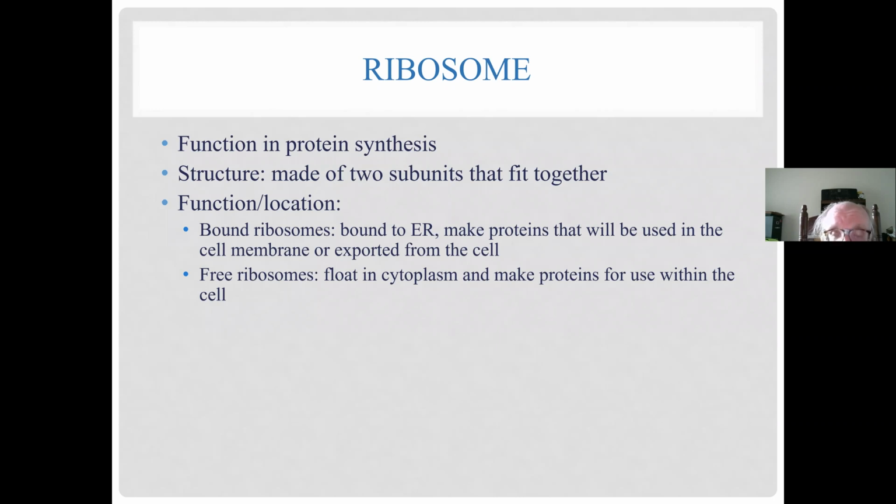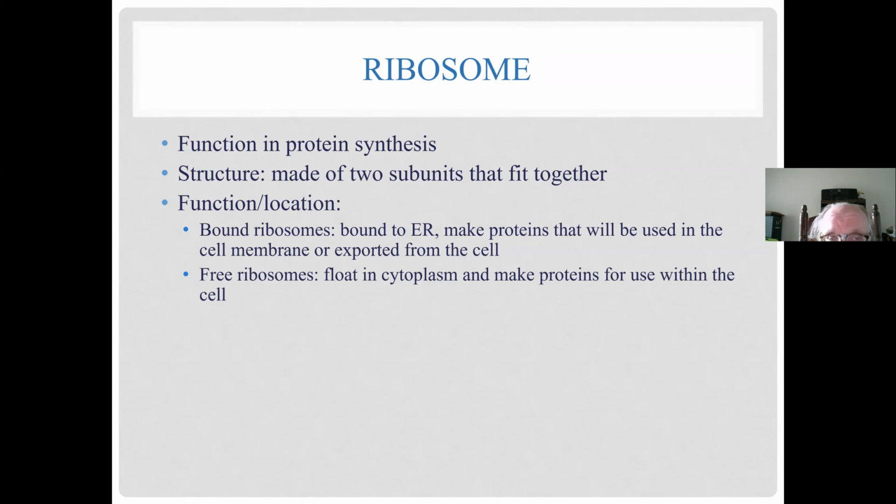And we call that rough endoplasmic reticulum, or they remain unattached and go out into the cytoplasm, and we call those free ribosomes, and their endoplasmic reticulum, we call it smooth endoplasmic reticulum. So ribosomes are units, and we're going to talk about this in more detail. They're units where protein synthesis occurs.